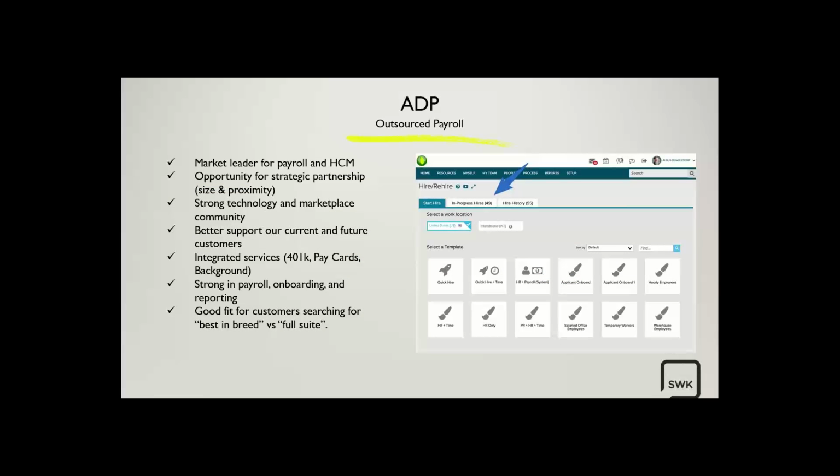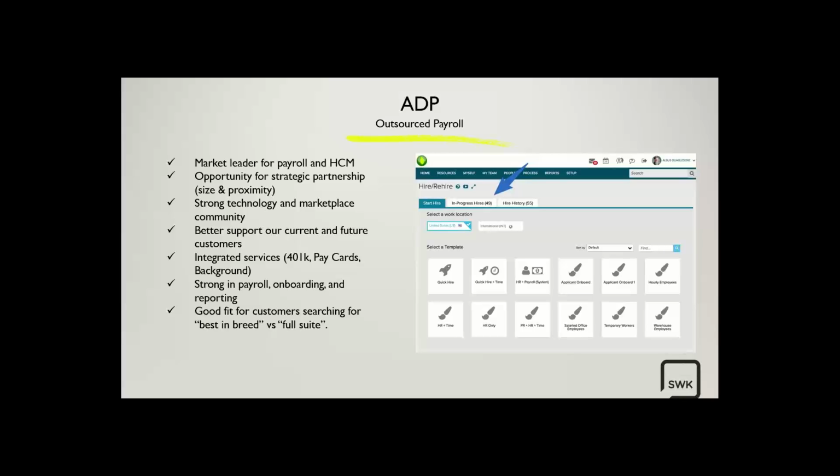And then ADP, we went into the relationship about a year ago. They're obviously a market leader for payroll and HCM. We're close in proximity. We know a lot of our customers are using it. And we've seen a really good shift from ADP in the last 5 years where they're more focused around the marketplace. Really good when we're looking at best in breed options, as they have, I think, a couple hundred different direct integrations with products, for recruiting and onboarding if you don't want to use their core technology.